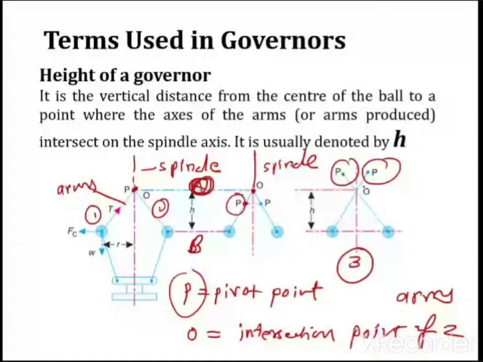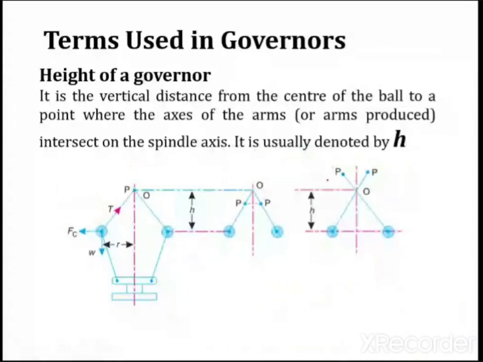Point B is the intersection point here, right? So then the distance between O and this point B is nothing but what? Height of the governor. Okay, is it clear? So this is called the height of the governor.